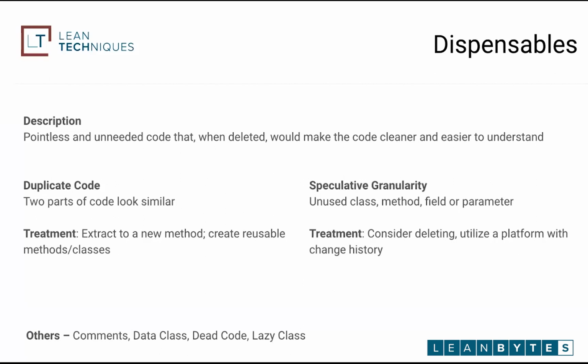We also have speculative granularity, which comes down to the idea that something just is not used. Maybe it was built, and the anticipation is that in the future it's going to be used. But the big question that we have to ask ourselves is, why do we need it now? That could be additional parameters that you're adding on something. It could be methods. It could be entire classes that just aren't used.